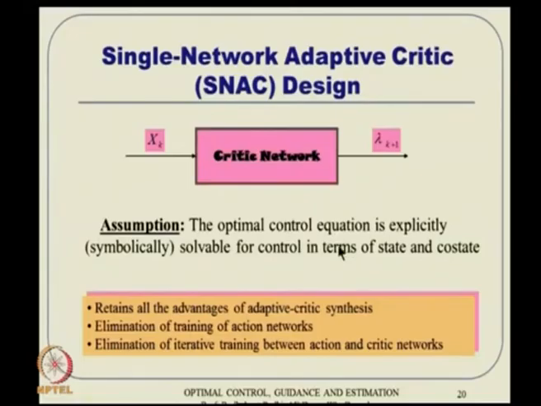Okay. So, this leads to several improvements, especially it saves a lot of computational time even for offline training actually. It also eliminates the approximations involved in the X1 network, because that is no more required. And because X1 network is also not required, the cycle training is also not required. So, all that you do is one set of training for the critic network and you are done actually. Okay. So, that is the idea of single network adaptive critic.